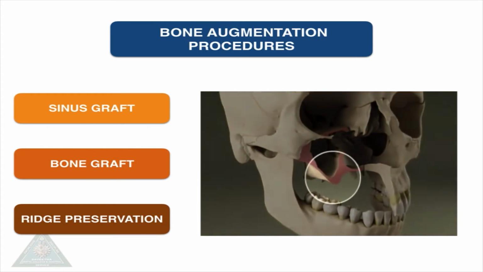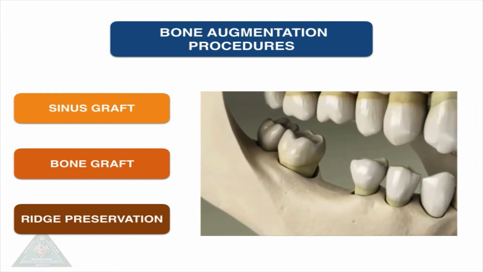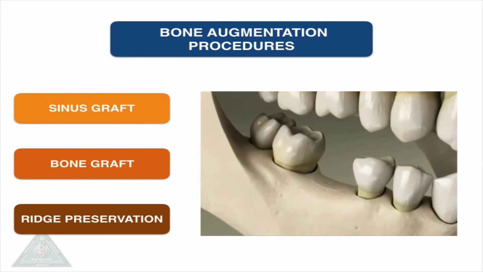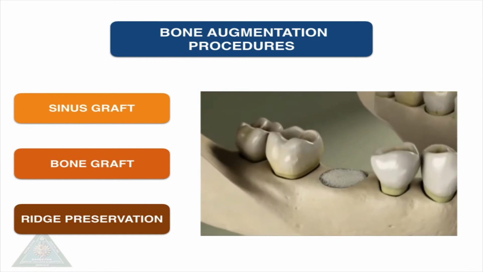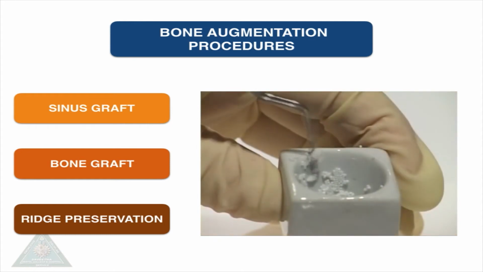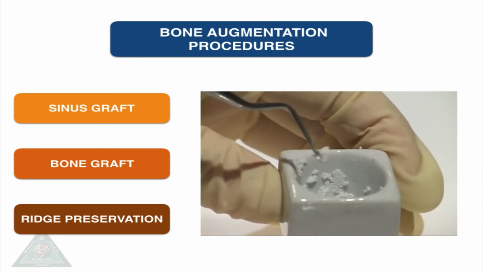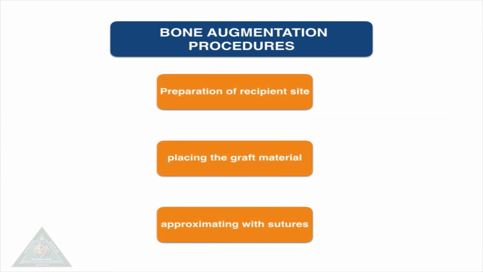Now the sinus graft thickens the wall of the bone that forms the upper jaw, and the bone graft replaces the height and width of the bone where the bone is receding. And the third is ridge preservation, which fills the empty socket that has been extracted. For all of these procedures, we do require the bone graft. Let's move on to steps in bone augmentation procedures.